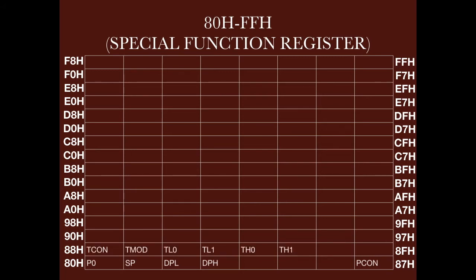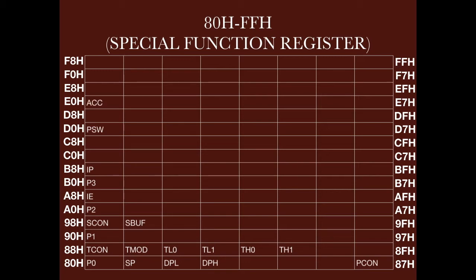Then we have 88H to 8FH. We use 6 locations, and all these locations are used for timer operation. Then port P1 at 90H. Then these two, 98 and 99, are for serial port control. Then port P2. Then this is the interrupt enable register, used for enabling or disabling interrupts. Port P3. Then the interrupt priority register, which sets the priority of the interrupts. And then we have PSW, the program status word, which is used to set the flags and select the register bank.